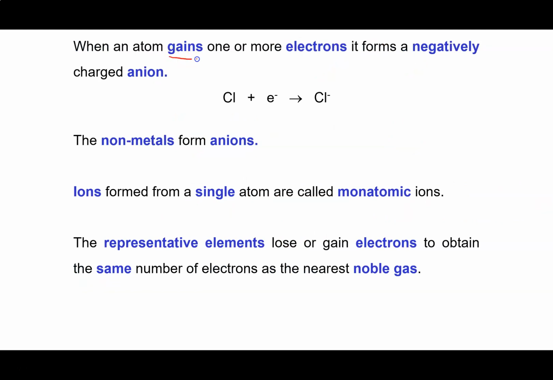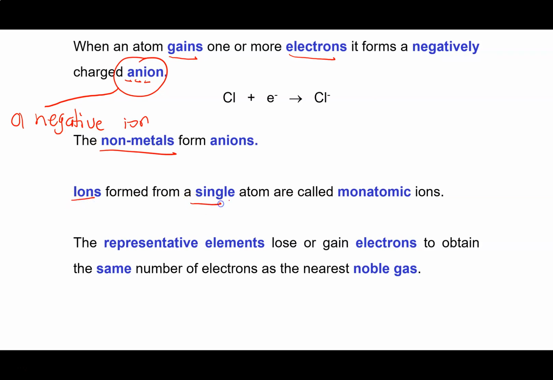Now, if an atom gains 1 or more electrons, then it's going to form a negatively charged anion. There's a little memory aid for this one. Anion begins with the 3 letters ANI, so you can remember that as A Negative Ion. The elements that form anions are the nonmetals. So all of the nonmetals form anions.